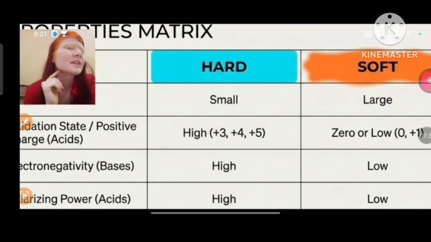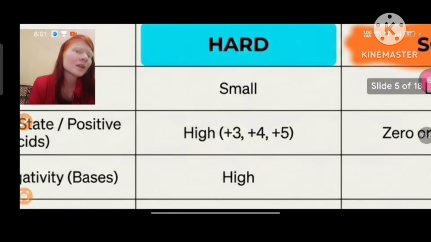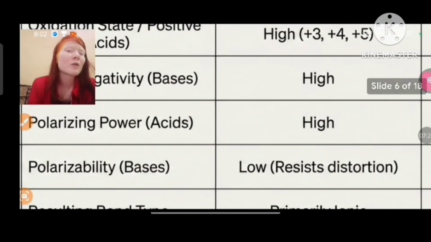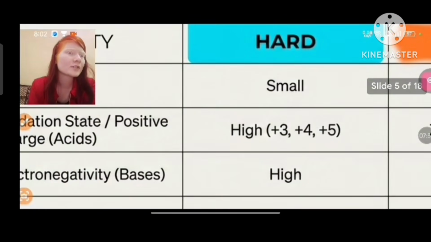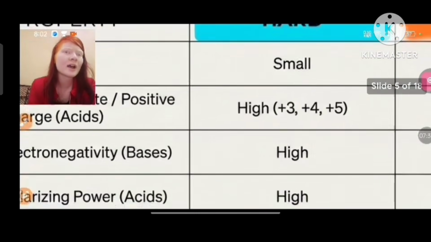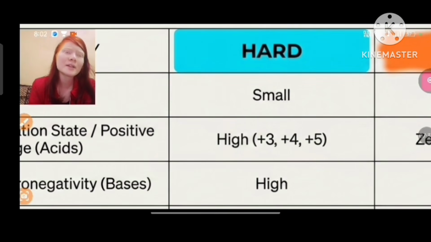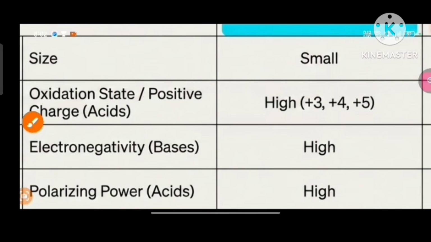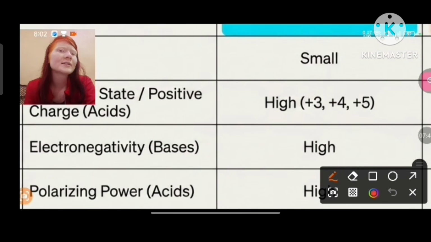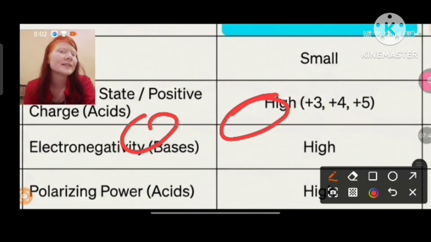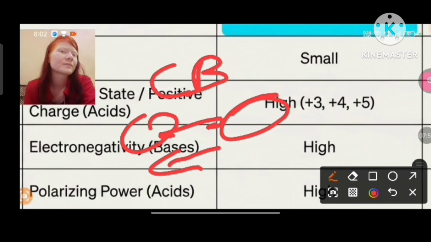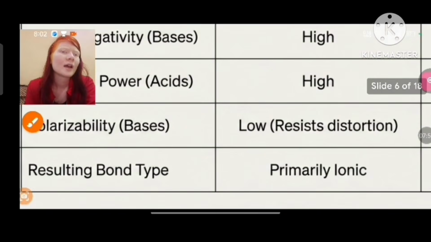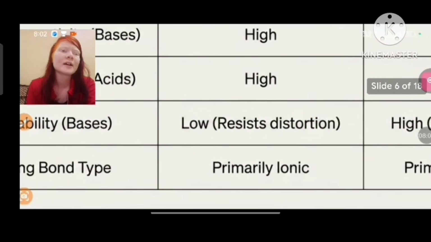First we see the hard acid. It has a small size, the polarizing power is higher, it primarily forms ionic bonds, and the oxidation state is higher here. If we see the hard base, then electronegativity will be high. So what is electronegativity? It is the tendency of an atom to attract the shared electrons towards itself in a covalent bond. And the polarizability will be low here.